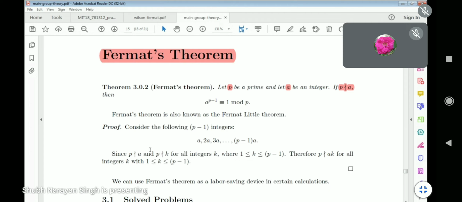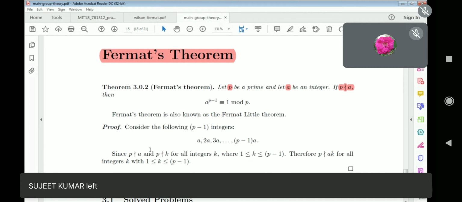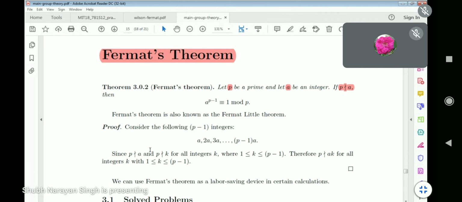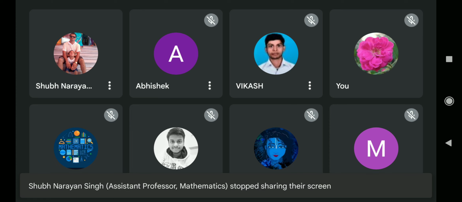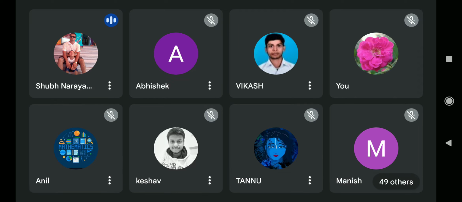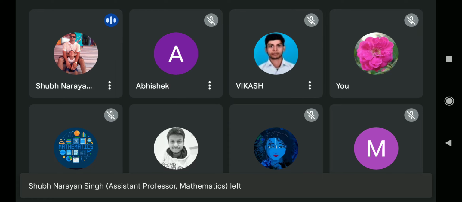Using these three pieces of information, we conclude that a to the power p minus 1 is congruent to 1 modulo p. That means p divides a to the power p minus 1, minus 1.